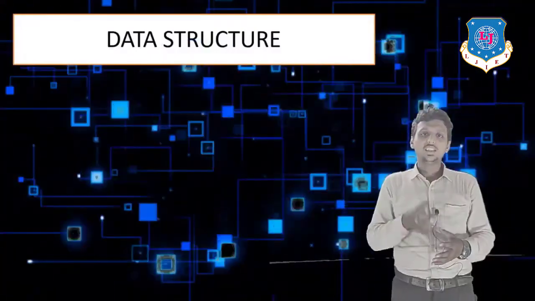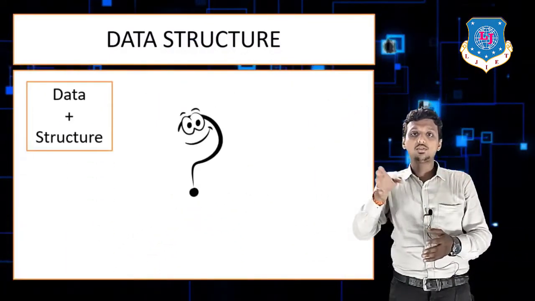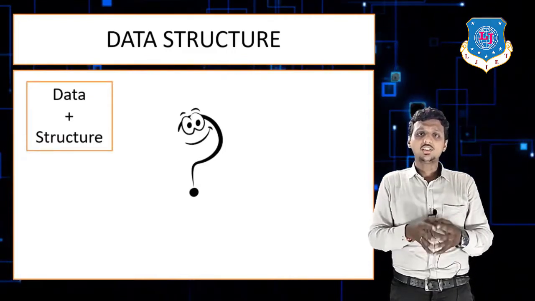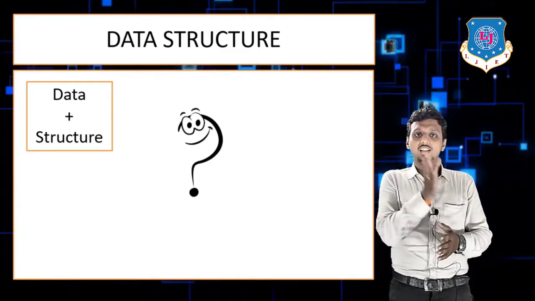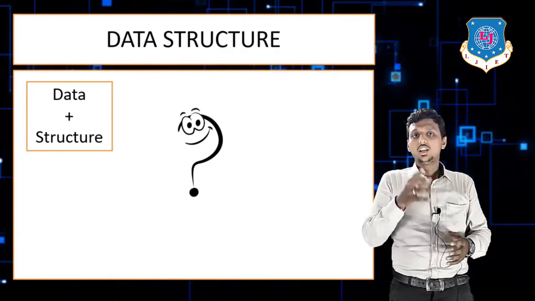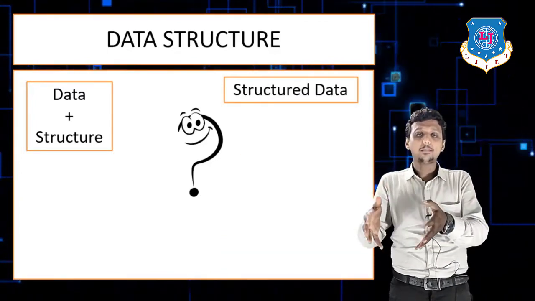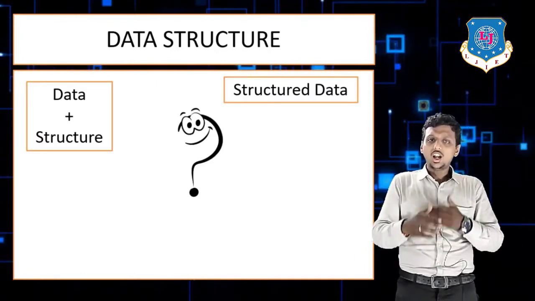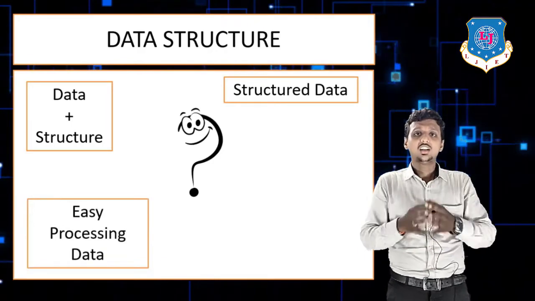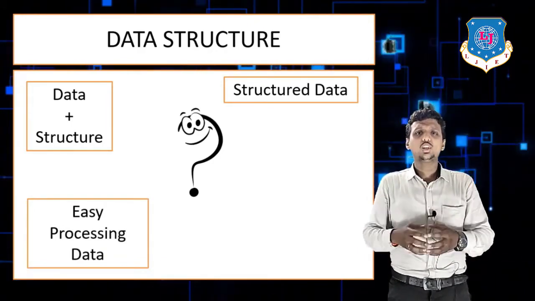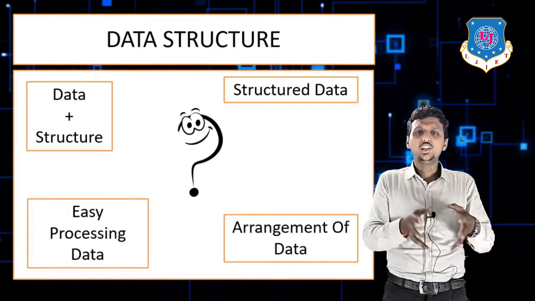Some of you may say, sir, data and structure means data plus structure, because we already have the habit of dividing a word into different words like data and structure. If I ask other students, they may say it means structured data. Okay, it might be possible. Another way, if I ask more students, they may say data structure means easy processing of data. And some of my students answer me, arrangement of data.